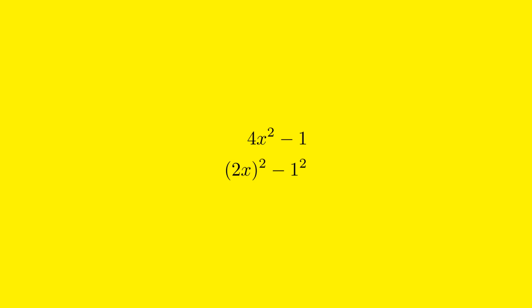Step 1. To begin factorizing the equation 4x squared minus 1, we should first recognize that the given expression is a difference of squares. The difference of squares formula is a squared minus b squared equals a plus b times a minus b. Here, 4x squared is the square of 2x and 1 is the square of 1. Therefore, we can rewrite 4x squared minus 1 as (2x) squared minus 1 squared.